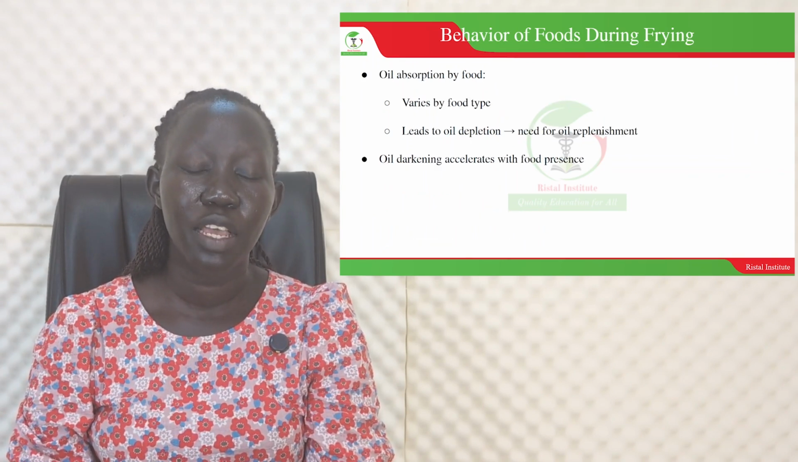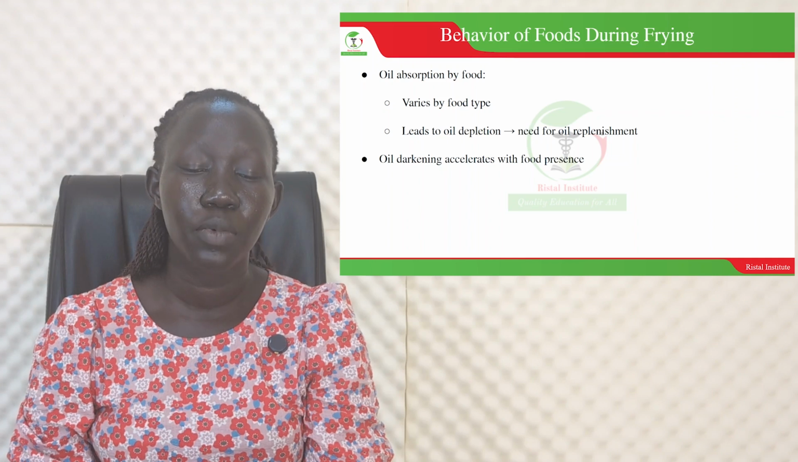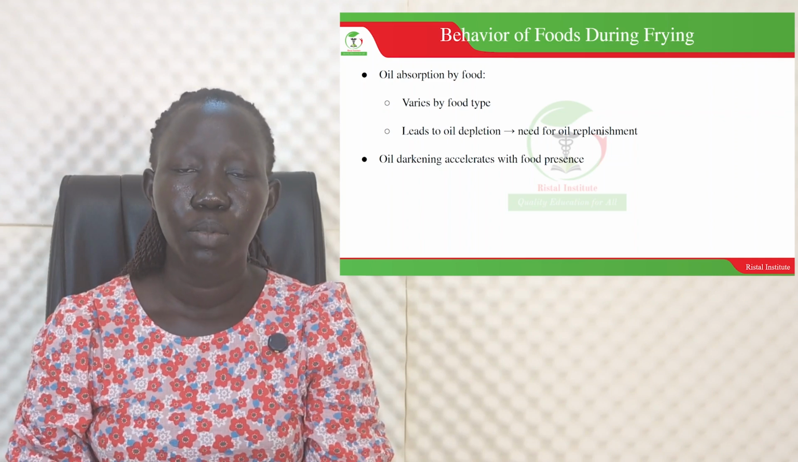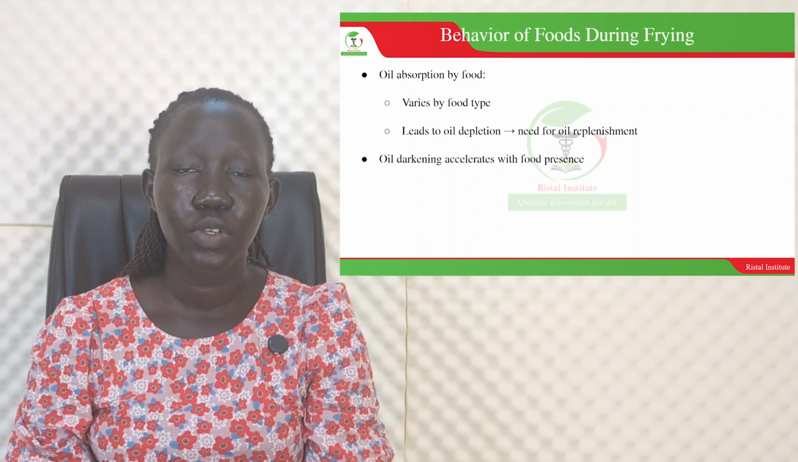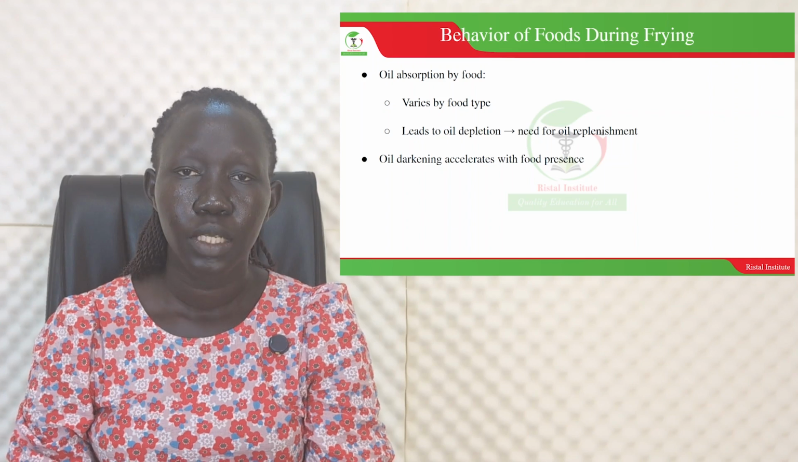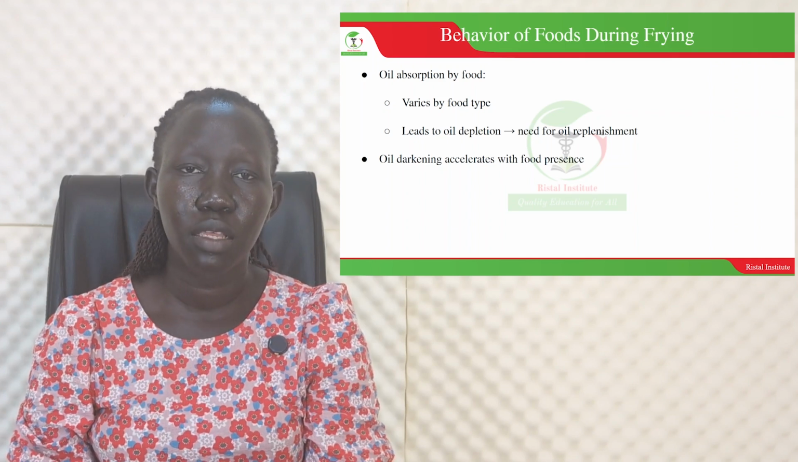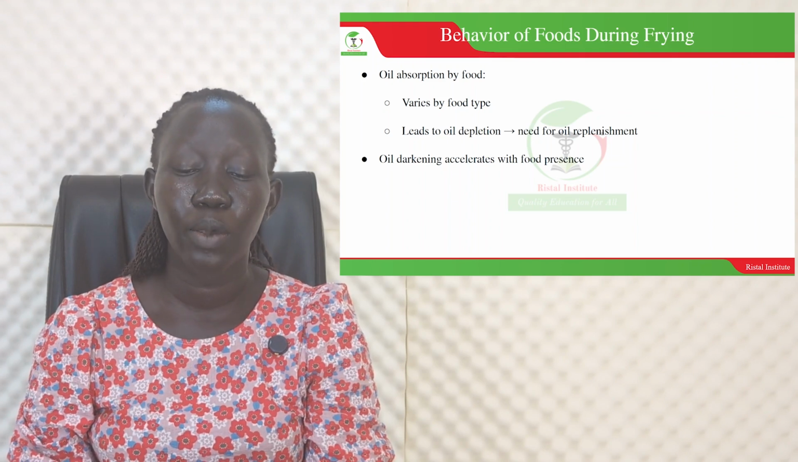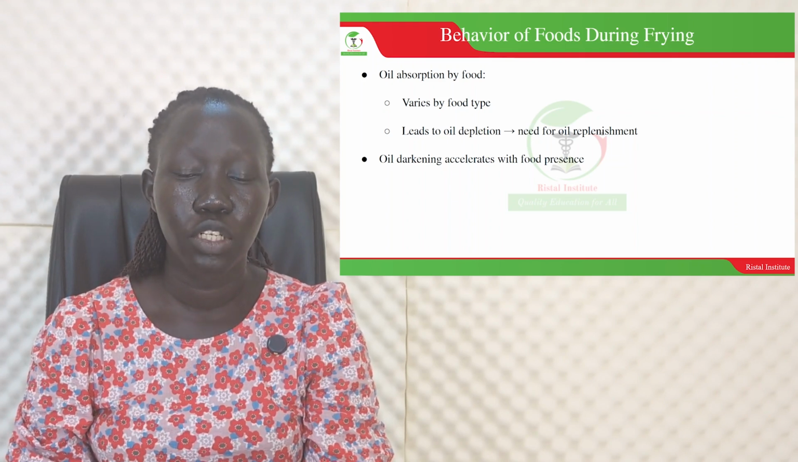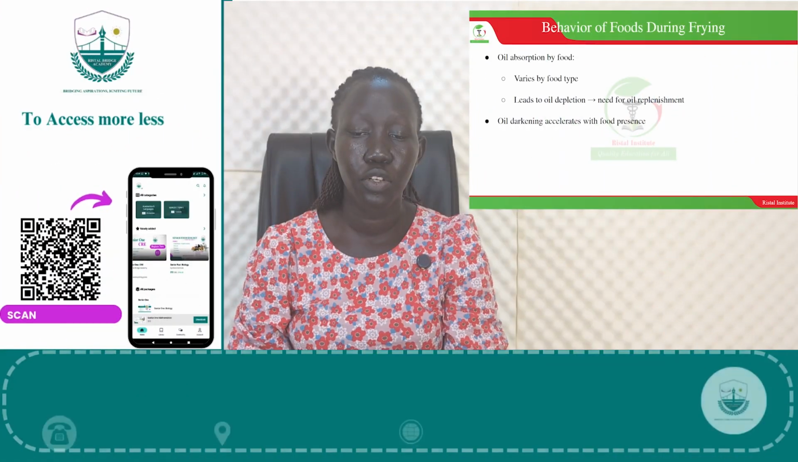Oil absorption by food varies by the food type and also leads to oil depletion, which will need oil replenishment. Oil darkening accelerates with food presence. This is very practical when you're frying a dark colored food item. You find that at the end of your frying process, the oil color changes according to the color of that food product that you have fried.